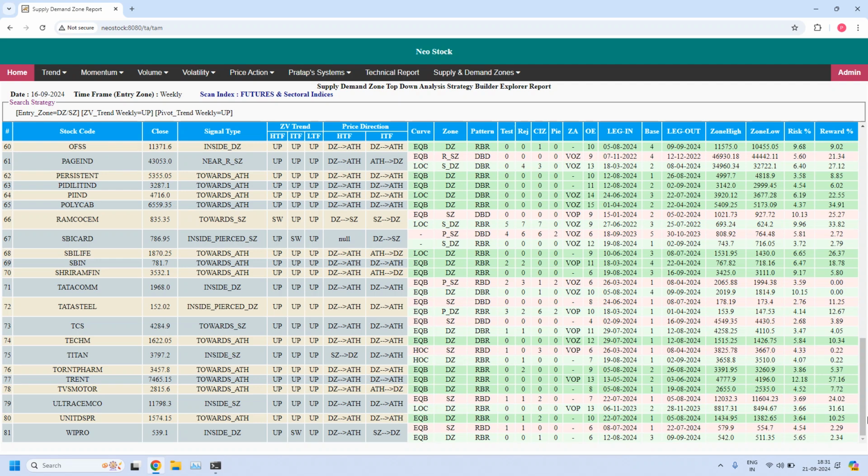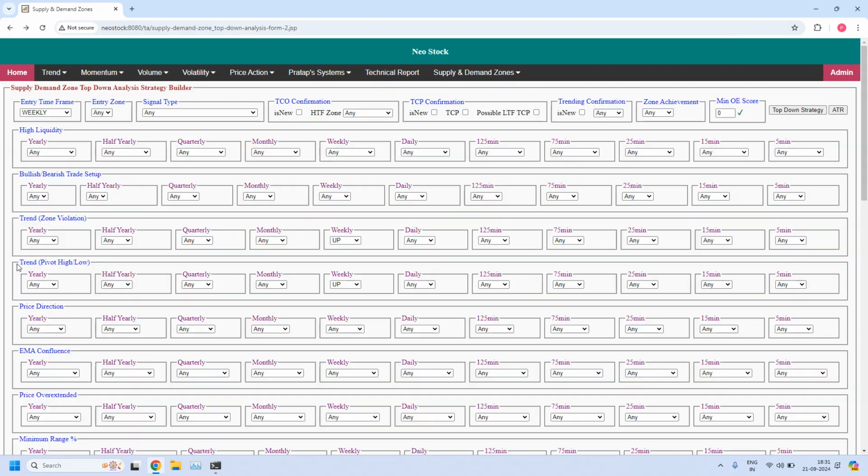Can we add some more additional parameters that improve the probability of this zone's success? For that, I am going to add EMA filter. How many of these zones are having a weekly EMA confluence? Trend is up, weekly EMA confluence. So in the EMA confluence, weekly time frame, I am selecting weekly demand zone with weekly EMA confluence.